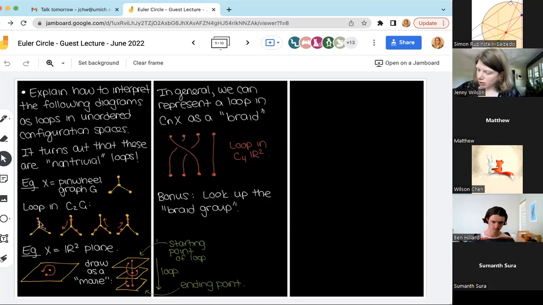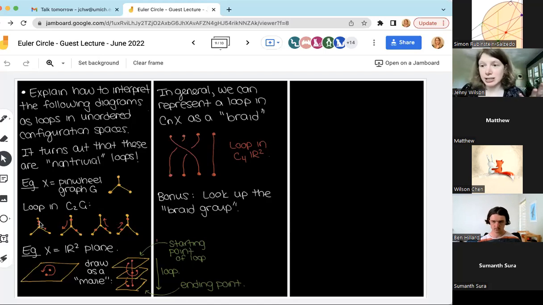First, I take this particle and I slide it down here. Now I have this point in the configuration space. Now I take this particle and I slide it down here. Now I have this point in the configuration space. Now I take this particle and I slide it back up here. Now I have this point in the configuration space. And now I take this particle and I slide it up here, and I'm back to my starting point in the configuration space. So that's a loop. And something that is by no means obvious, but it turns out this loop is non-trivial.